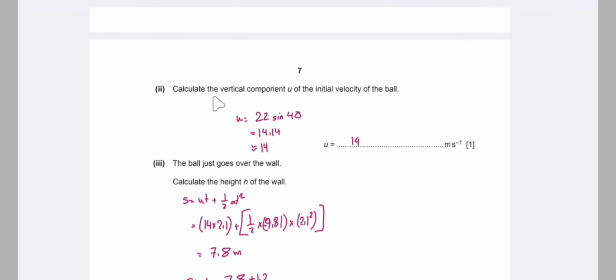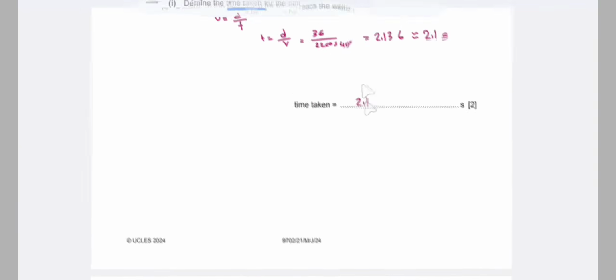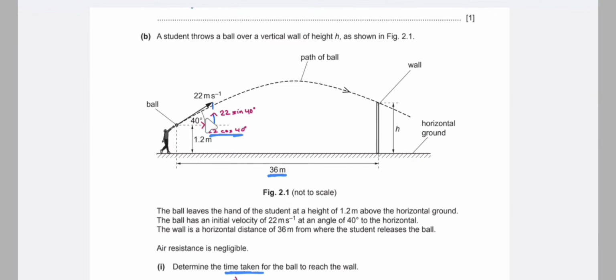Then calculate the vertical component u of the initial velocity of the ball. So what is the vertical component? Using the right angle triangle, let's consider the angle as theta. Sine theta is equal to opposite by hypotenuse. So we need to find this opposite side. The opposite side is equal to sine theta into hypotenuse.